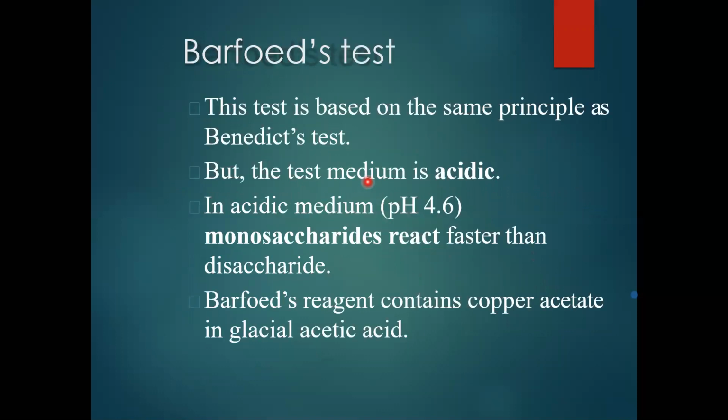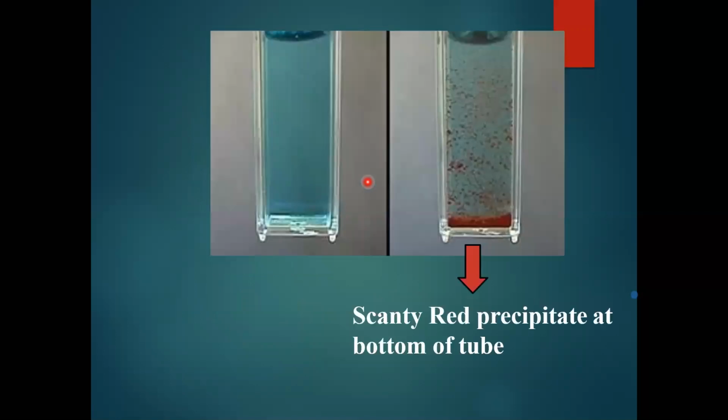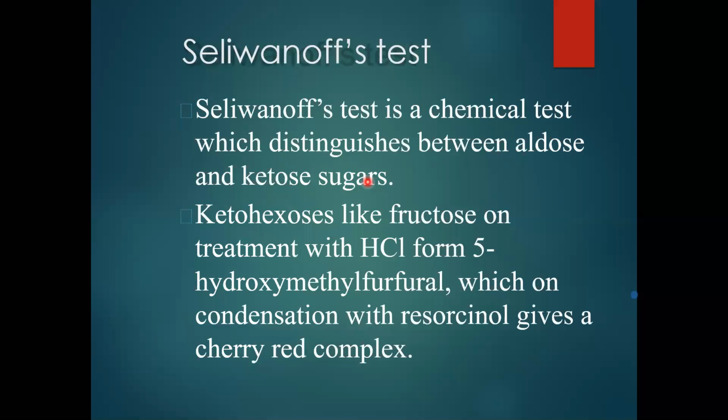Coming to Barfoed's reagent or Barfoed's test. The test is based on the same principle as Benedict's test, but the test sample is acidic, whereas in the case of Benedict's we had a pH of about 10.6, which was a basic pH. In acidic pH, pH 4.6, monosaccharides react faster than disaccharide molecules. Barfoed's reagent consists of copper acetate in glacial acetic acid, giving a scanty red precipitate in the bottom of the test tube.